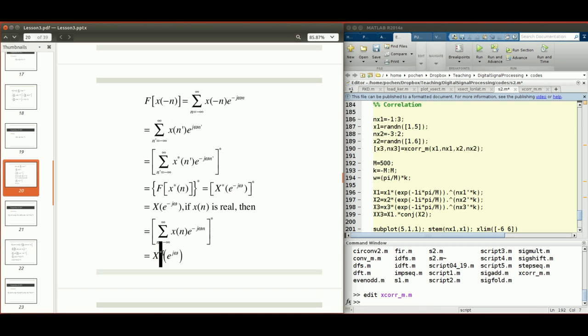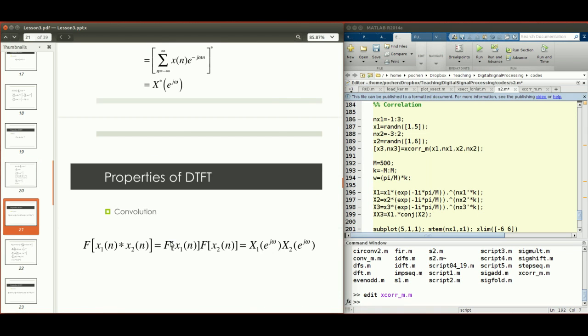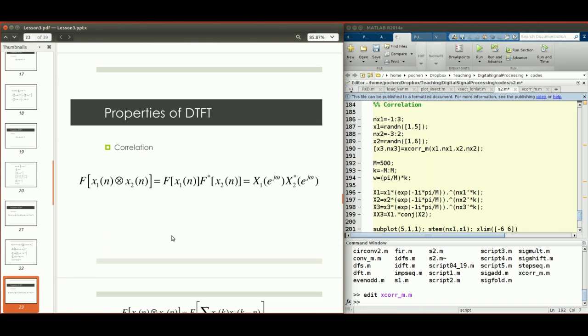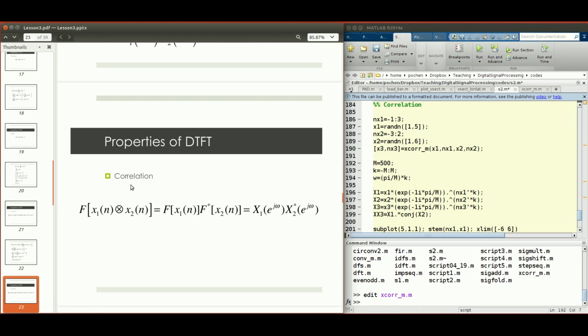You see? So folding in the time domain is equivalent to conjugation in the frequency domain. Well, we talked about correlation in lesson 2, and what I was telling you is that correlation is basically convolution after folding. You have to fold one of the signals before doing the convolution, right? So convolution means multiplication in the frequency domain. Folding means you have to conjugate one of them. Here we're actually conjugating the second signal.